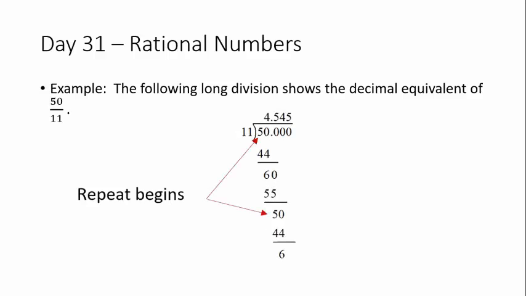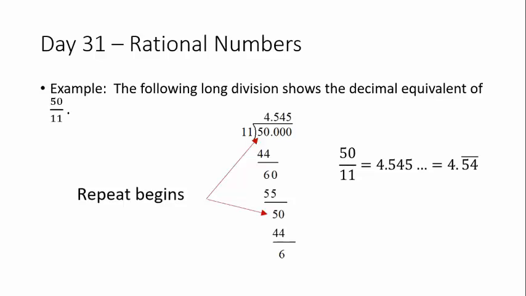The repeat begins when we get a remainder that is identical to something we've had before. So notice that we started with a 50, and then we have a result down here about midway down of 50. When this happens, we know that we're beginning to repeat, and so we will look for that repeating pattern from there on.